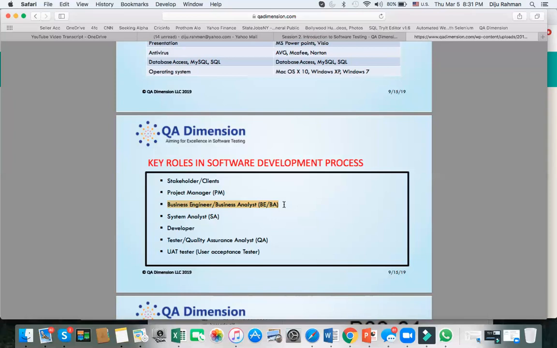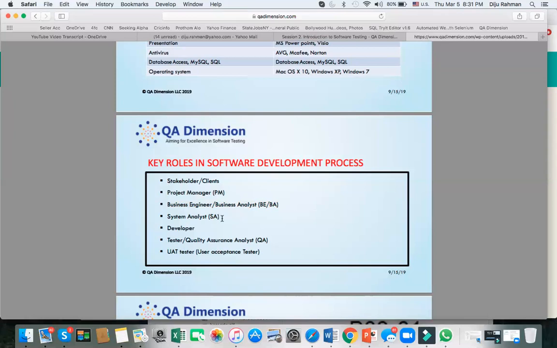Okay. Another thing, I'm going to cover in the next session too. But think of it this way: a business engineer or business analyst will write the business requirement documentation. This is a very crucial thing. The business requirement documentation will be written by the business analyst, and it will contain the requirement that the stakeholder gave them, right? A system analyst will write the system requirement specification.